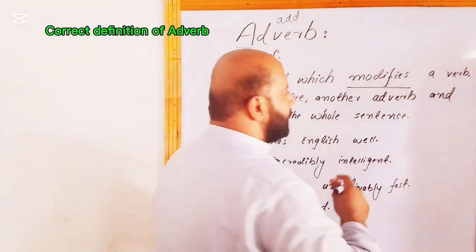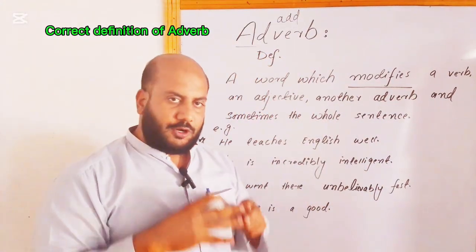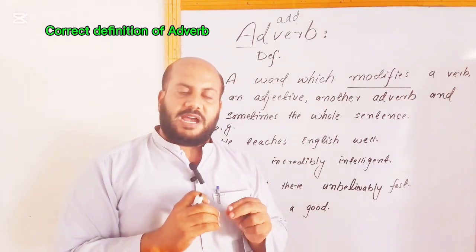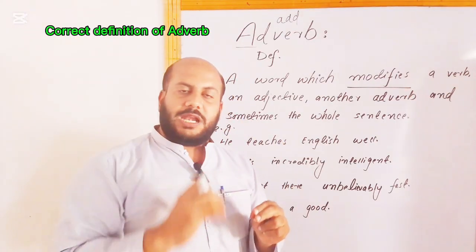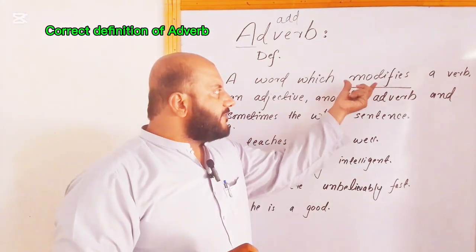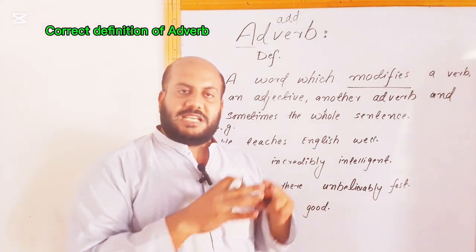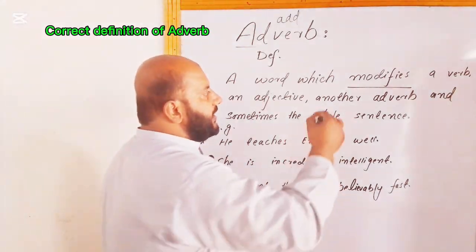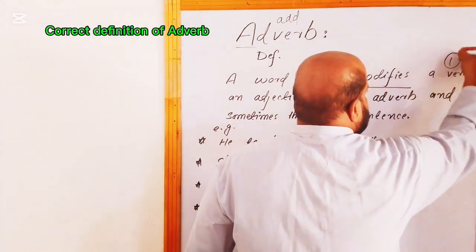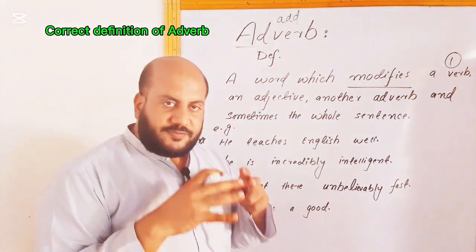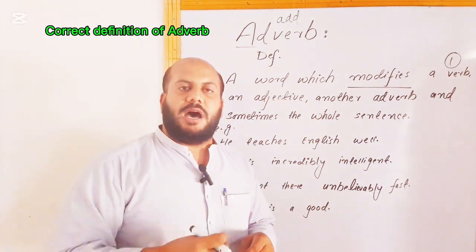Keep in mind that adverb is a modifier. A modifier is a word which modifies another word or another part of speech. So adverb is a word which modifies other words. Now what does it modify? First of all, and in most cases, it modifies a verb. Adverb mostly talks about verb.